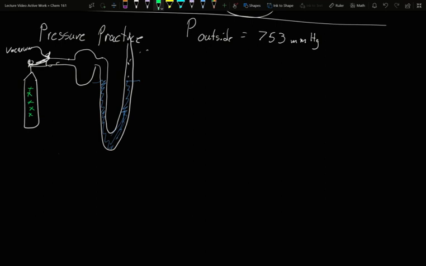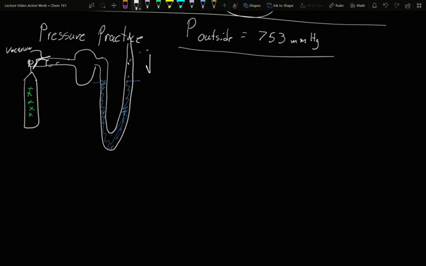For this problem, we are going to figure out the pressure of the unknown gas that we are adding. We're going to start with a tank that has air in it. It's open to the atmosphere, and we can find that the outside pressure is 753. We're going to hook this tank up to vacuum, and we're going to remove some of that air.